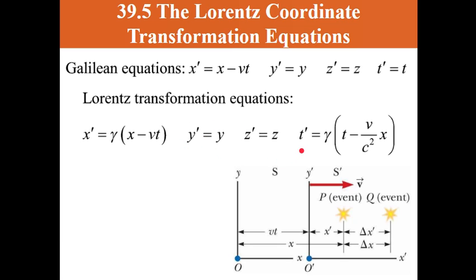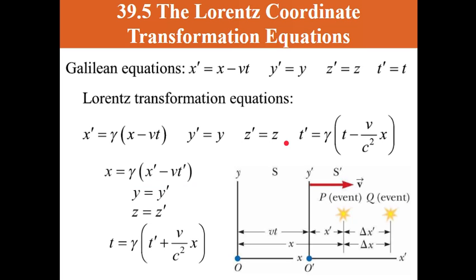But also note that the measurement of time is also different. The time and position, at least horizontal in this case, in the S prime frame depend on both the time and position of events as seen in the S frame. So you can't consider space and time separately when you do these coordinate transformations. You have to account for both.